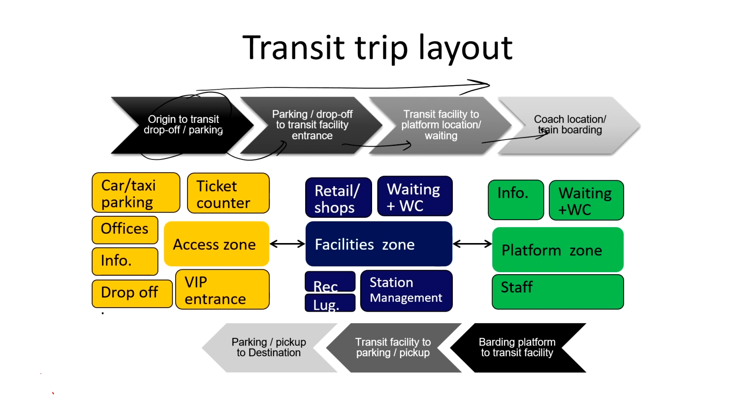Now, for the arrival passenger, the flow is this way, which is boarding platform to transit facility, then transit facility to parking or pickup areas, looking for the taxis or the autos. Then from there, the pickup points or the destination and to the city.